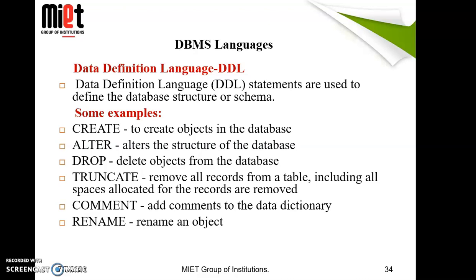There are a few commands. Create is used to create the objects in the database, which means it is used to create a table. Alter means if you want to change the table in the database. Drop means delete the table from the database. Truncate means remove all the records from a table, including the allocated space, so it is removed thoroughly from the hard disk also.